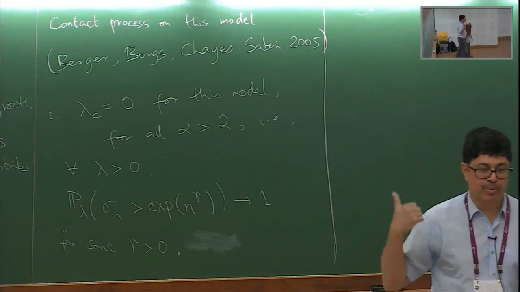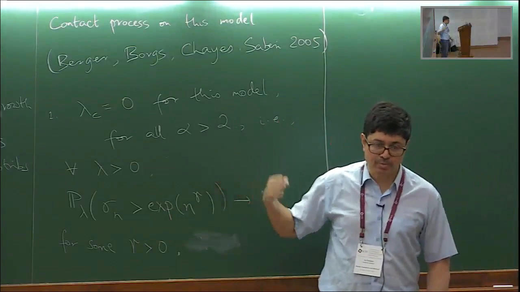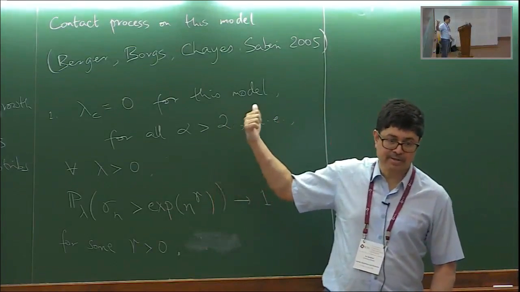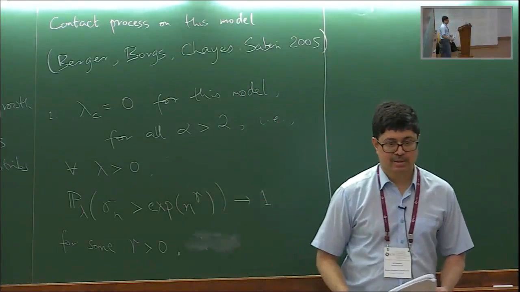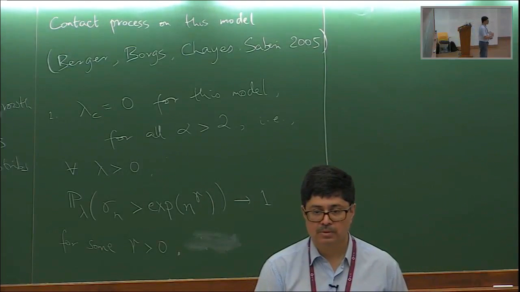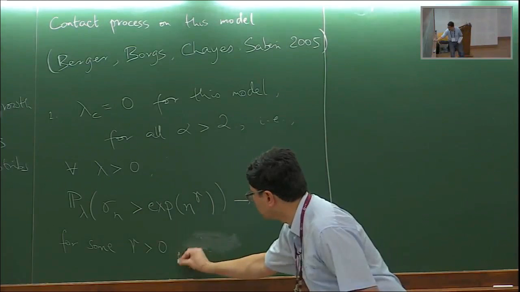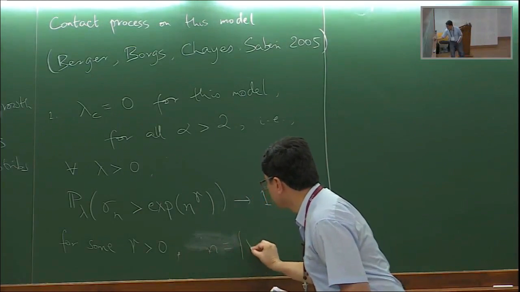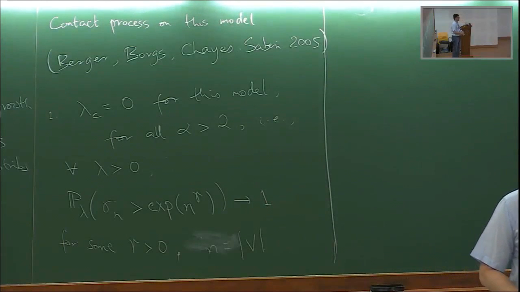Okay, so that's a good question. Thanks. I should clarify that. So this is in the quenched sense. So for almost every realization of the random graph, this is true. Yeah, n is the number of vertices. From now on, n is going to be the number of vertices in the finite graph.